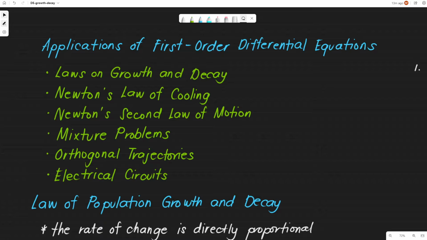So we have six applications that we are going to study. We have the law on growth and decay, then Newton's law of cooling, Newton's second law of motion, mixture problems, orthogonal trajectories, and of course electrical circuits. We will divide these into two: the first three are the easy part, and the mixture, orthogonal, and electrical are a bit harder compared to the first three. Let us start first with the law of population growth and decay.